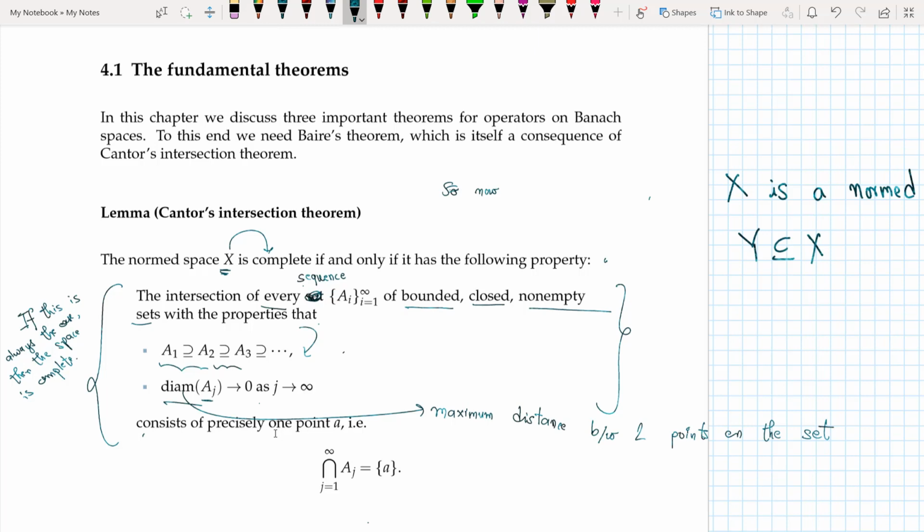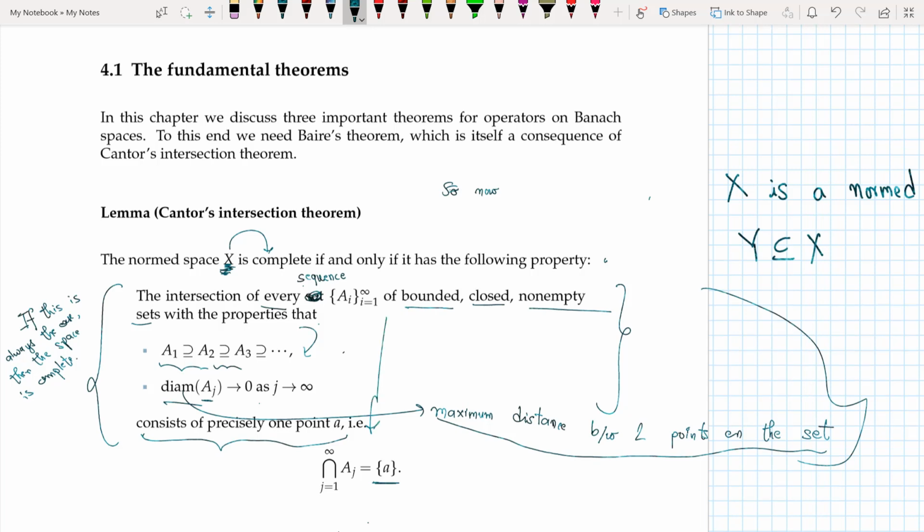And the diameter of A_j, which means the diameter of any set, and j is the index, tends to 0. And what is the diameter? The maximum distance between two points in the set. This tends to 0 as j tends to infinity. What it is saying is, if I take the intersection of all such sets from j equals 1 to infinity, then it will contain precisely one point A. If this condition holds, then I can say that my space X is complete, and if my space X is complete, then this condition holds.